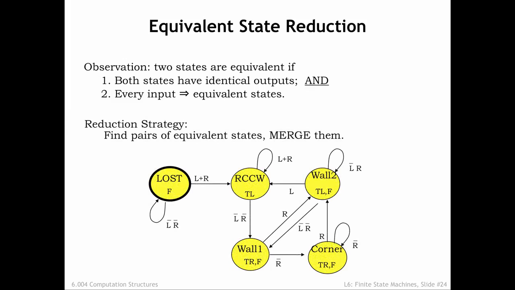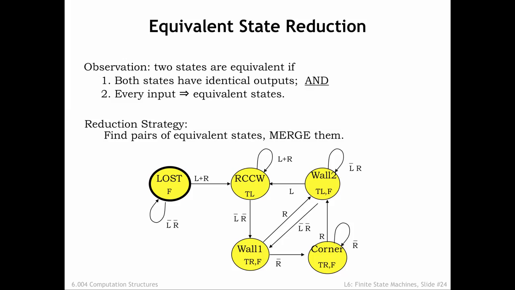Our strategy for deriving an equivalent machine with fewer states will be to start with our original FSM, find pairs of equivalent states, and merge those states. We'll keep repeating the process until we can't find any more equivalent states. Let's try this on our ant FSM. First, we need to find a pair of states that have the same outputs. As it turns out, there's only one such pair, wall 1 and corner, both of which assert the turn right and forward outputs.